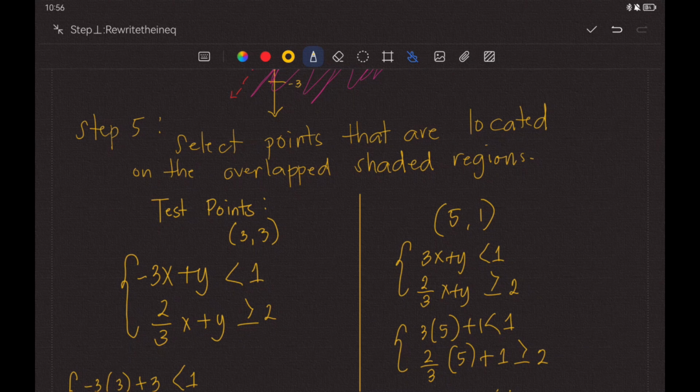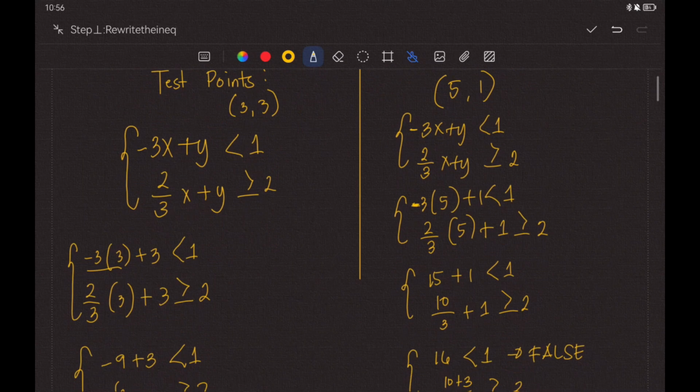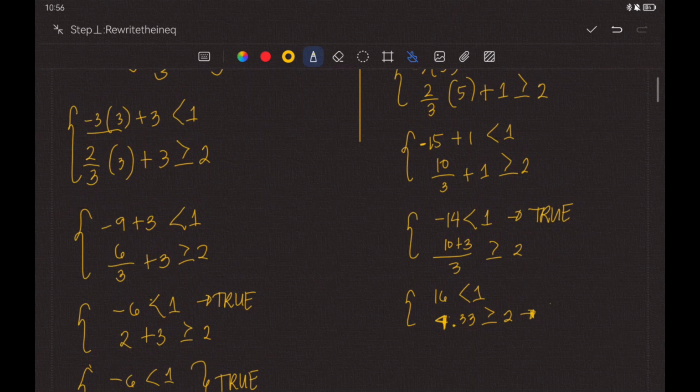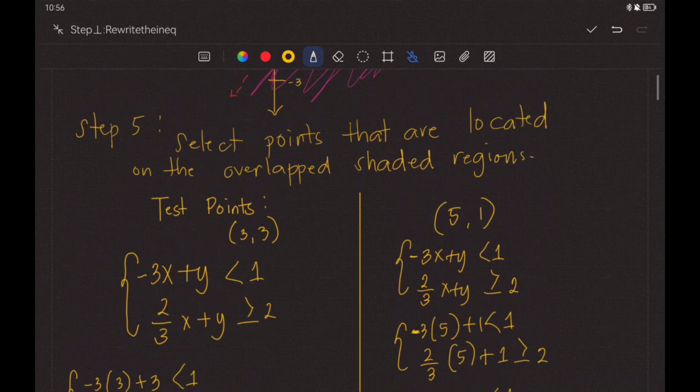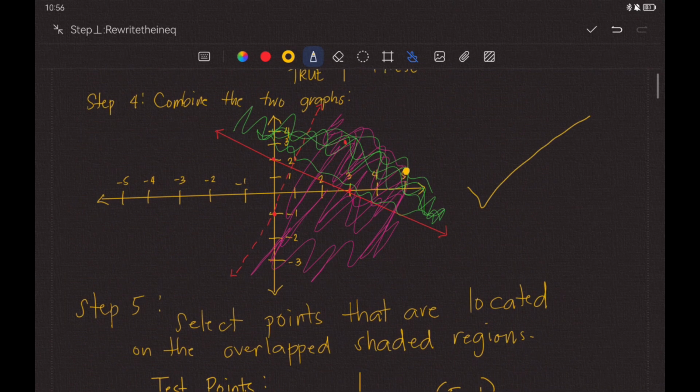I see. Here's the problem. This is negative. That's why it's really important nga dili malipat sa signs. So this is negative 15. So the answer here is not 16. This is negative 14. So this makes true. And also the second one makes true. So here you go. This is now our graph. This one.